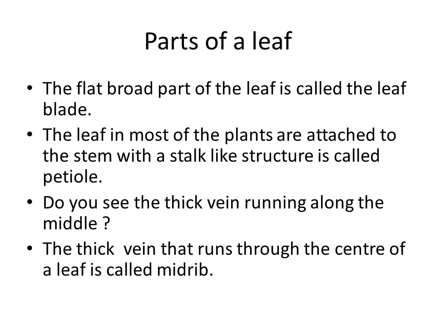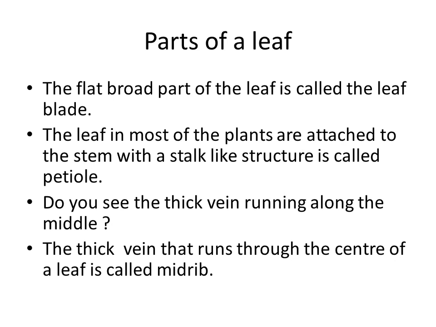And if you observe the leaf carefully, in the middle you can see a thick vein running along the middle. What is that thick vein? It is called a midrib. What are the parts of the leaf? In this slide, there are three parts. First, the leaf blade. Second, the petiole. Third, the midrib.